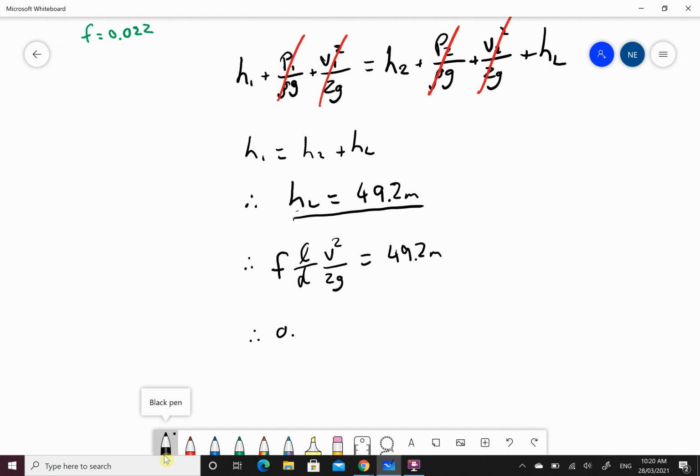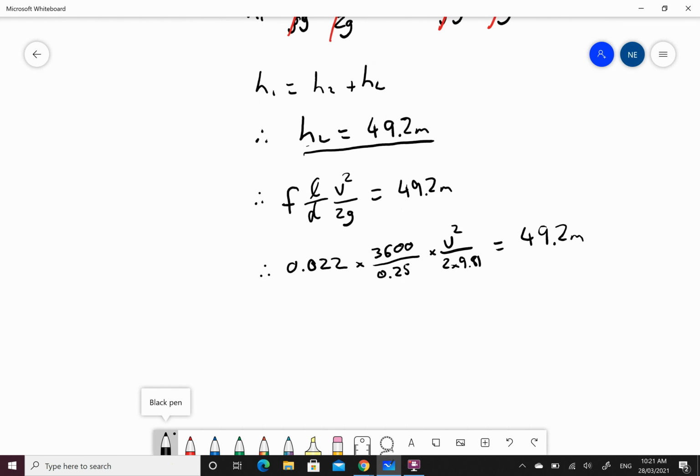Therefore, 0.022 times 3.6 kilometers, so 3,600 meters, on a 250 mil diameter pipe, V squared on 2 times 9.81, equals 49.2 meters. Rearrange this to find V squared, and you'll end up with V is equal to 1.746 meters per second.